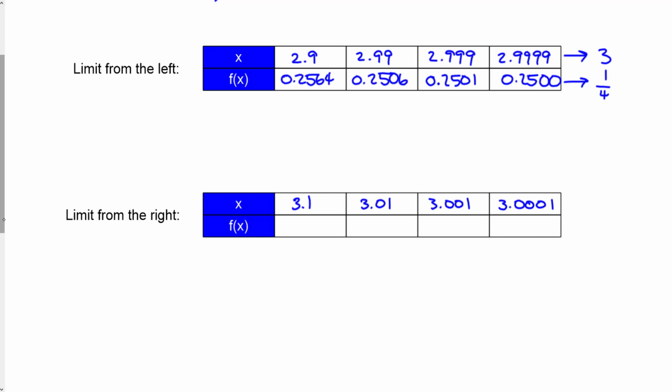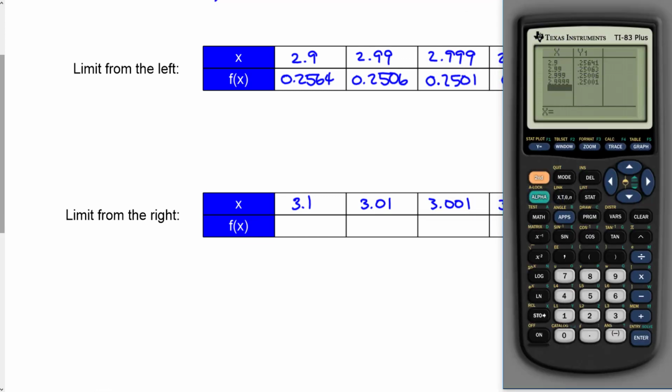The nice thing is, if you already have your function in your calculator, then all you have to do is just put in new values. So I would just type over the ones you have in there. And as you can see, 0.2439, then 0.2494, 0.2494 again. Oh, because I didn't do, oops. Sometimes if I type too quickly, it doesn't catch both input values.